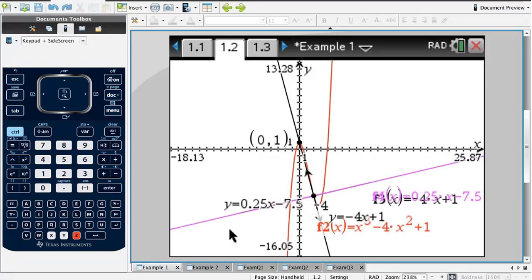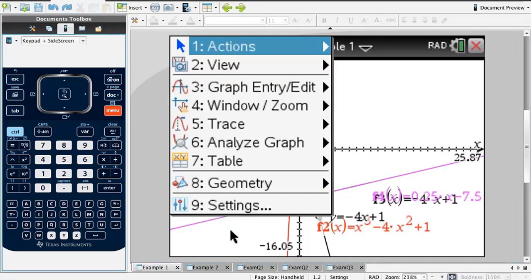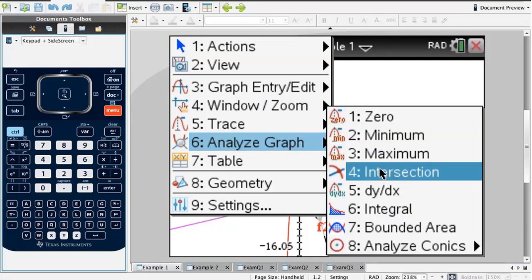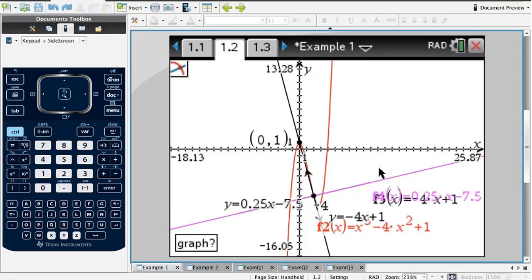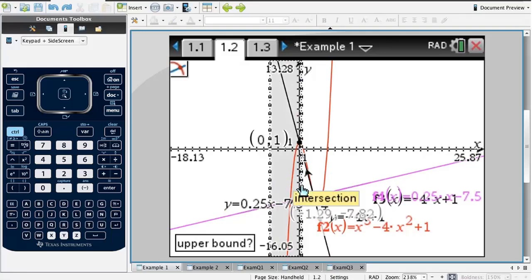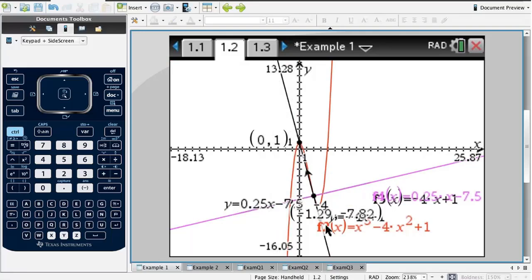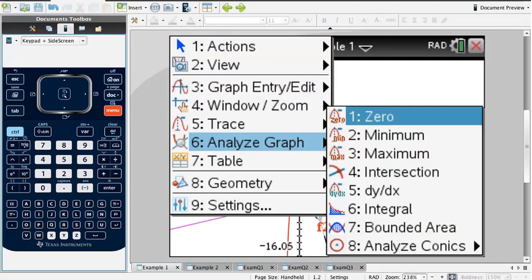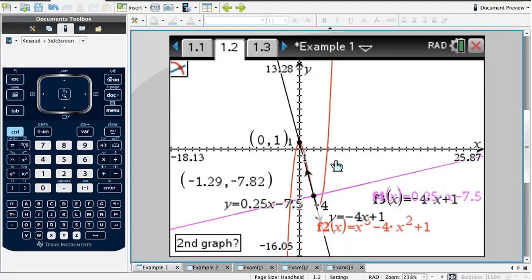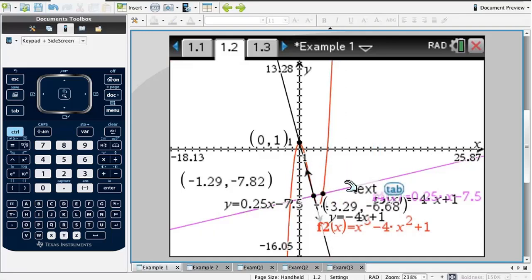Menu, analyze graph, intersection. Now I've got a million graphs there, so it's asking me which graph I'm talking about. I'll click on the purple one and the red one and choose my lower and upper bound. Okay, I've got a lot going on. Here's the first point of intersection, and we'll just do it again, at this graph and that graph. Here's my lower bound and my upper bound, and there's the other point of intersection. So we've answered all the questions there.